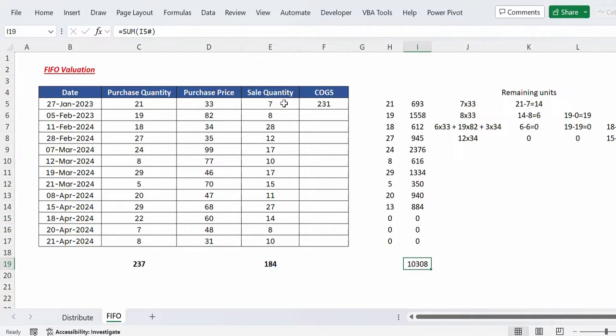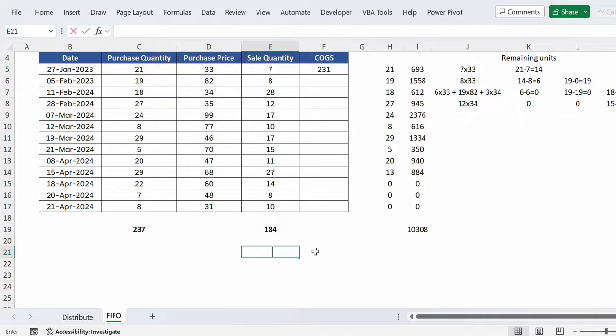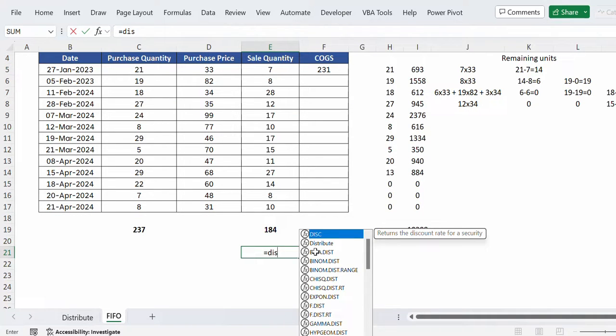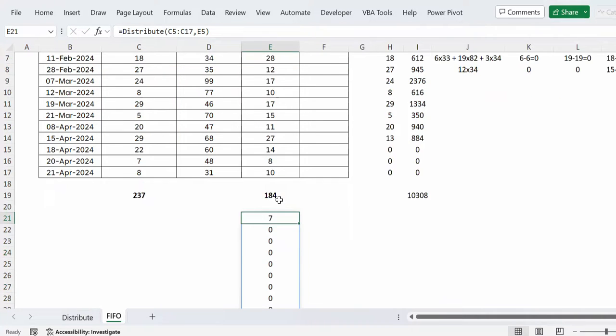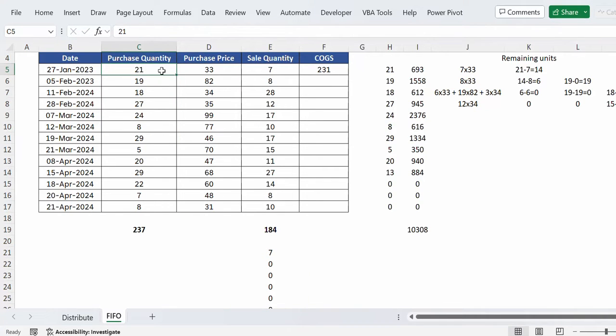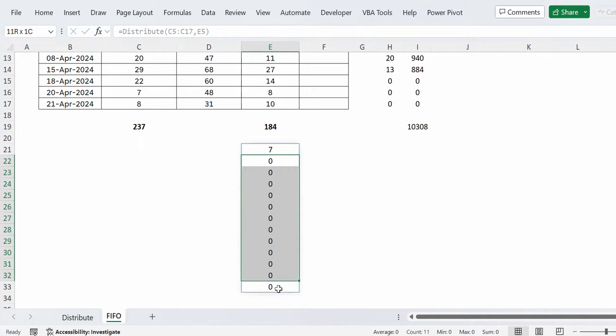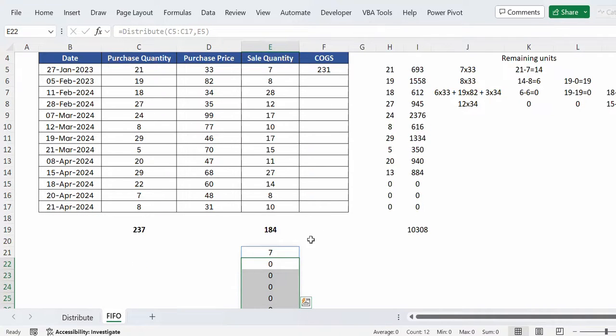So now let's say we try to distribute this particular quantity among each of the purchase quantities here. Let's see what result we will get. Let's say we use the equals distribute function again, and this is going to be our array, comma, let's say we are trying to distribute this quantity here, 7. So we have got this as a result, that this 21 could itself cover this 7 quantity. So we have got 7 here, and for the rest of the values we have got 0 here, correct?